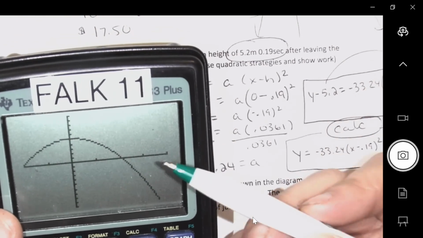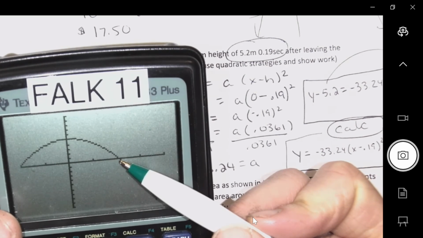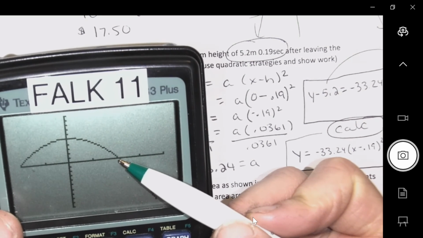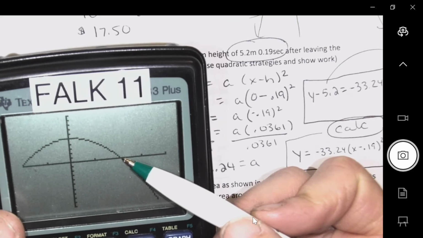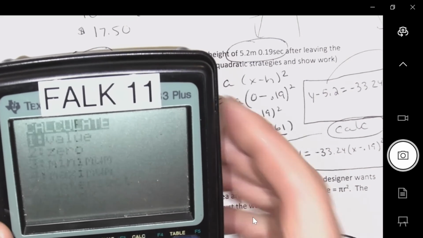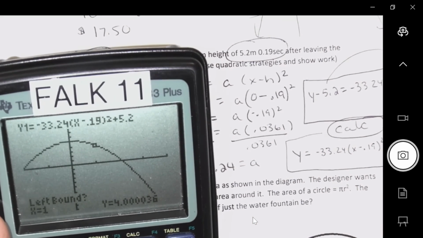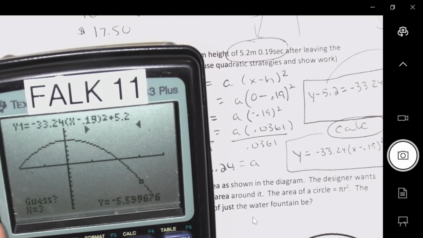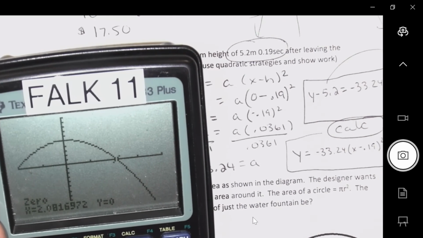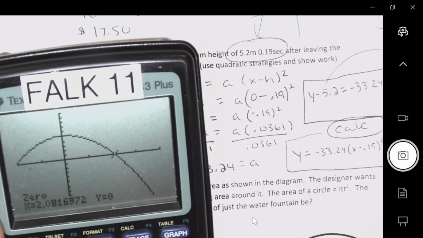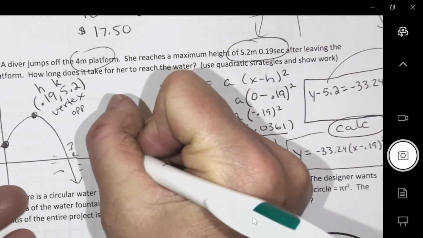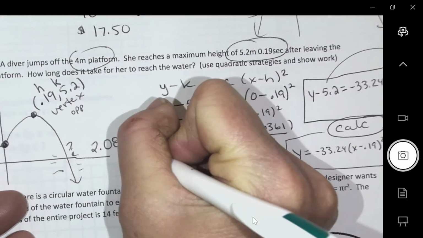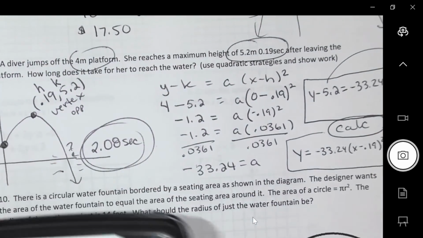So I'm going to figure out, where does this diver hit the ground? So right here, the diver is going to hit the ground. So calculate the 0. I'm thinking it's between a 1 and a 3. So 2.08 seconds. And that's my answer.